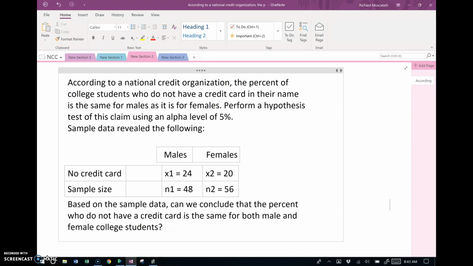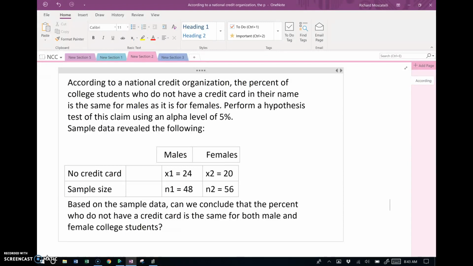So I have an example here from our textbook. It's an example comparing male and female college students that have a credit card balance. According to a National Credit Organization, the percent of college students who do not have a credit card in their name is the same for males as it is for females. Perform a hypothesis test of this claim using an alpha level of 5%. Sample data revealed the following.